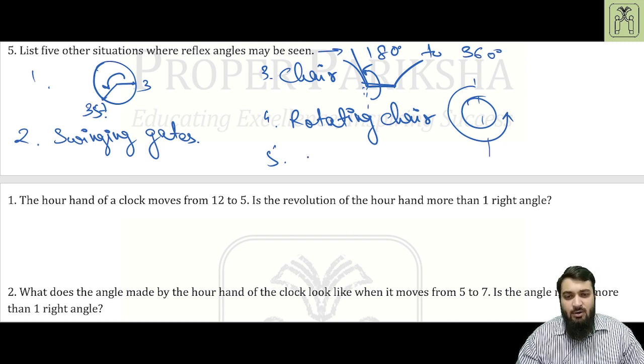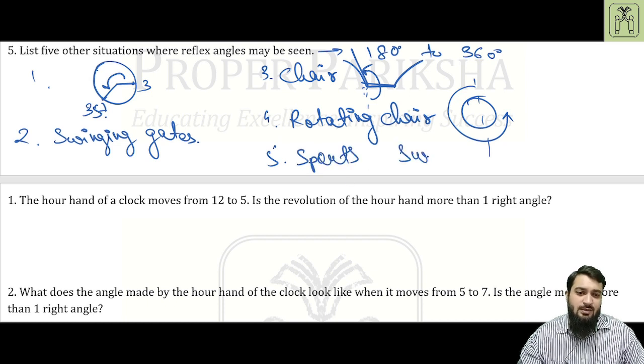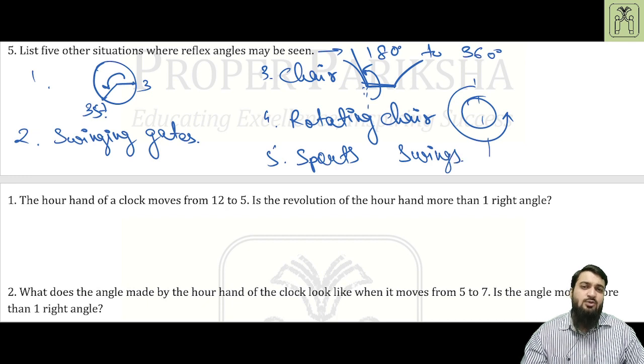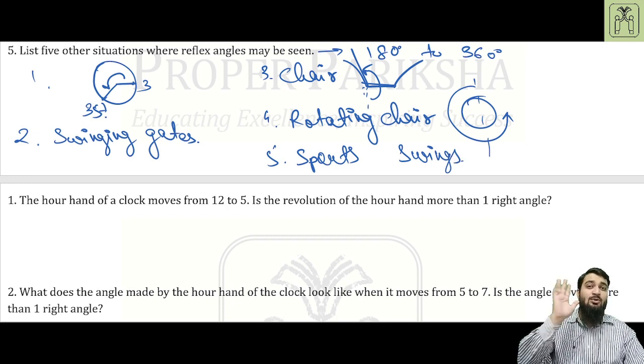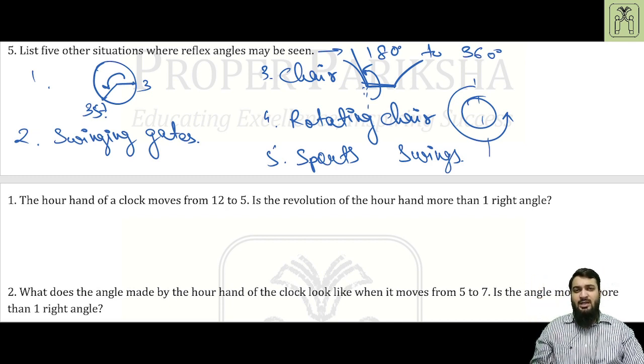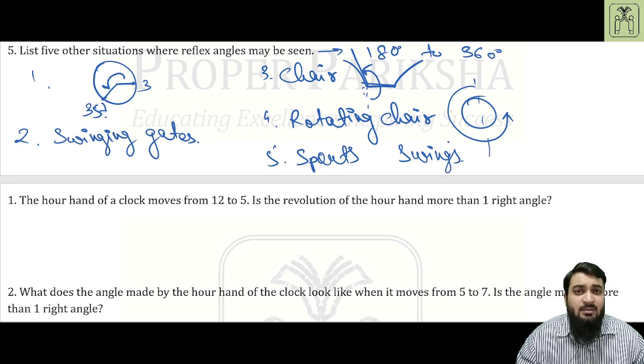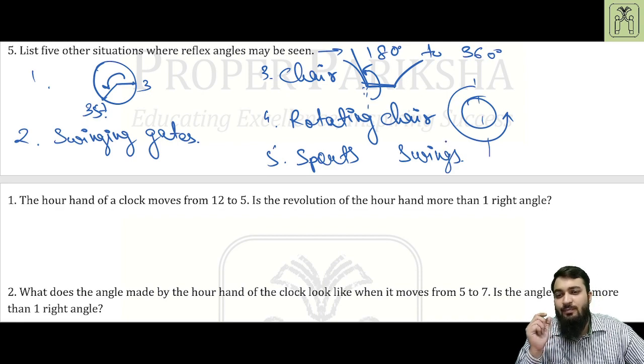A basketball or a football. In sports, when the swings are used, the balls rotate more than 180 degrees, they go up to 540 degrees, and 720 degrees, etc. So they make more than an obtuse angle, they make a reflex angle. Okay, so at a point of time, they can make a reflex angle.